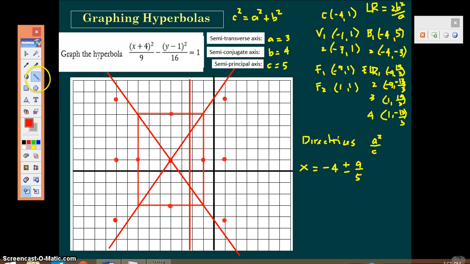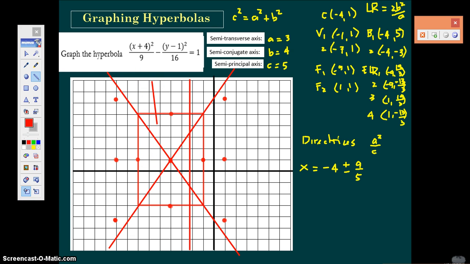Then the other directrix would be negative 4 minus 9 over 5. That's negative 29 over 5, or very close to negative 6. So you have 1, 2, 3, 4, 5, 6. So very close to negative 6. So there you go. These are the directrices.